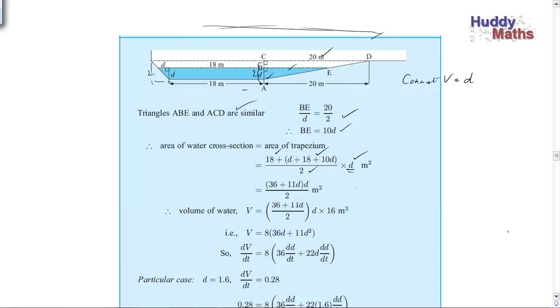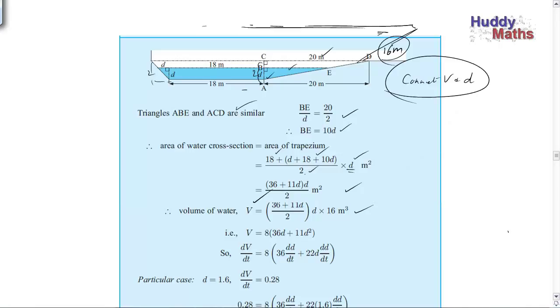That's the area. Now we need to go to the volume, and we're multiplying by the fact that this is out here 16 metres wide or something. So it's 16 metres out there. So that's 16 metres. So it's the area of the cross section times the depth, if you like. So you get our volume. So it's a lot of work in this one. And now we've done it. We've finally connected V and D. Here it is down here.